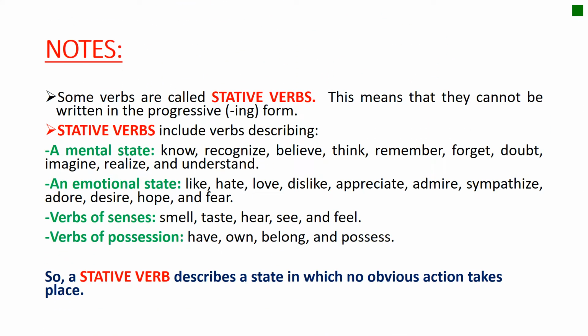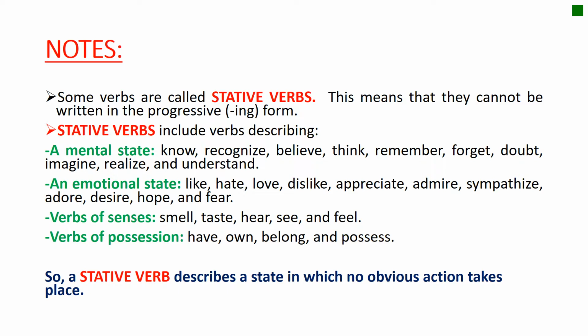Notes, those notes are very important, and I would like you guys to be extra careful about those. Some verbs are called stative verbs. This means that they cannot be written in the progressive form even if the action is taking place at the moment of speaking. Stative verbs are verbs where no obvious action is taking place. They include a mental state, words like know, recognize, believe, think, remember. Do you see any action in this? No, because it's a verb inside the mind.